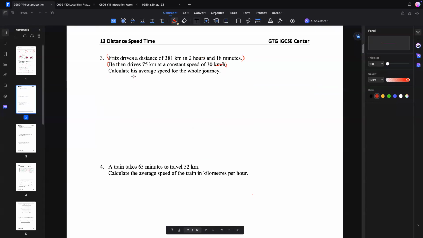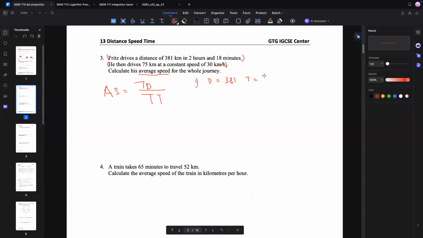Okay. So they want us to calculate his average speed. So what is the formula for average speed? Total distance over total time. Okay. So let's do the first part. So we got our distance, which is how much? 381. But do we have our time? 2 hours, 18 minutes. So can we use this? No, right? We have to convert it into decimals. Then only we can use it.